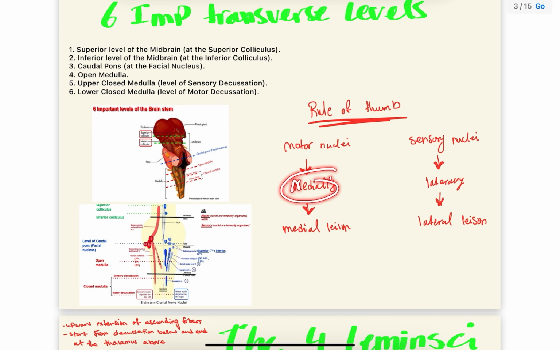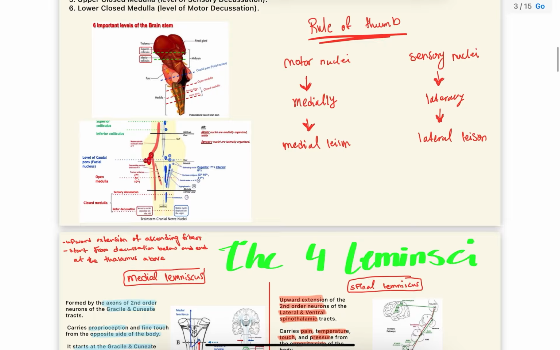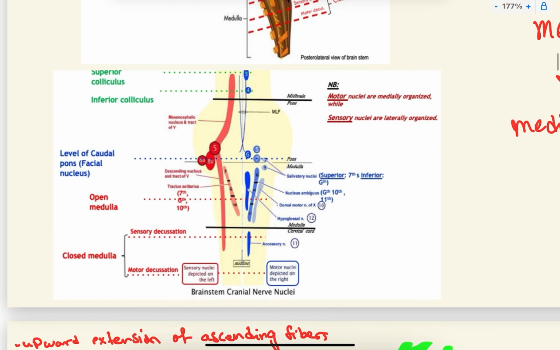Now, how can I differentiate between medial and lateral? Medially, M, always goes with motor. So if I have a medial lesion, it will affect the motor functions. And laterally, I have the sensory. So whenever I have a lateral lesion, it will affect sensation. Again, this is repeating what I've just mentioned.